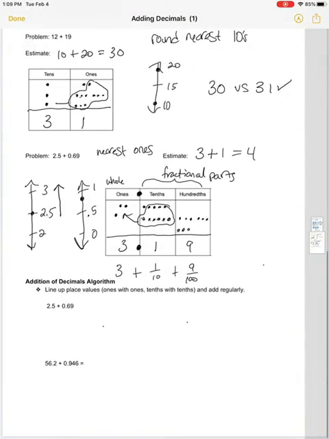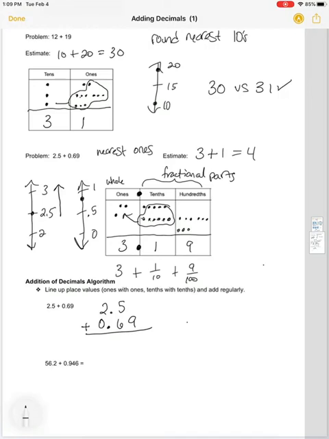Okay, so now we're going to get to the algorithm. Okay, so how do we do this more efficiently? Because we don't want to model it every time. Okay, and in this case, what we do is we line up the place value. The reason we have to do that is because decimals are made up of whole numbers and fractional parts. And fractional parts, we know from adding fractions, we need the same denominator. And so if we line our decimals up, 2 and 5 tenths, and 0 and 69 hundredths, then my first column has my ones lined up, my second has my tenths, and my last has my hundredths.